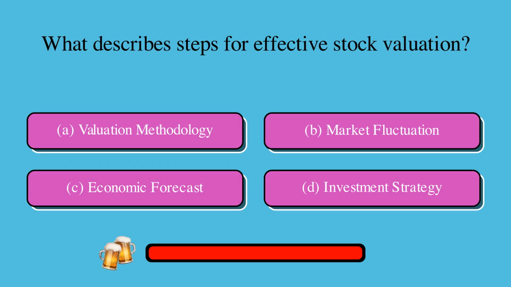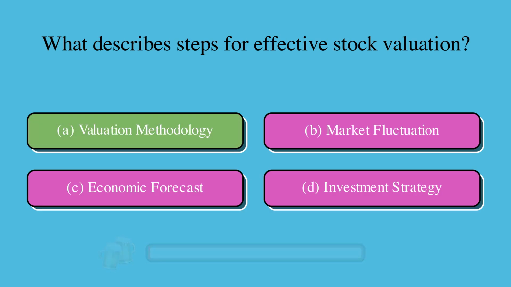What describes steps for effective stock valuation? Is it A, valuation methodology, B, market fluctuation, C, economic forecast, or D, investment strategy? The correct answer is A, valuation methodology.